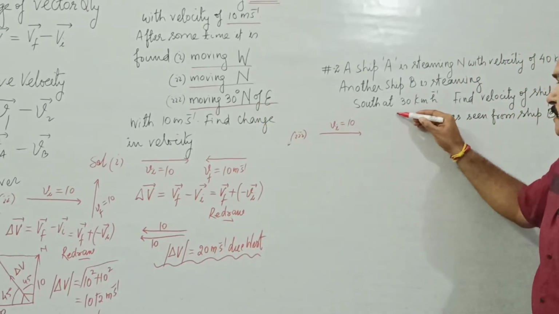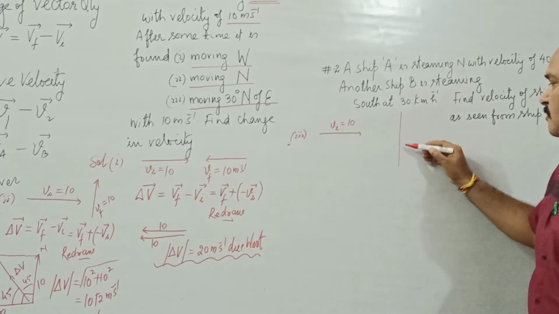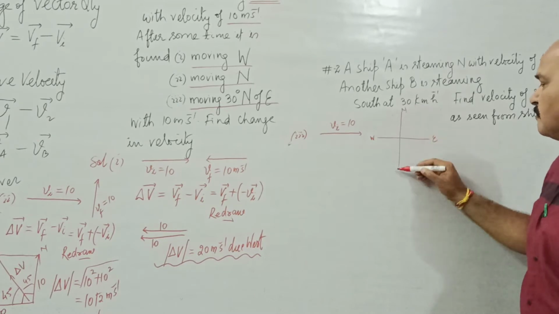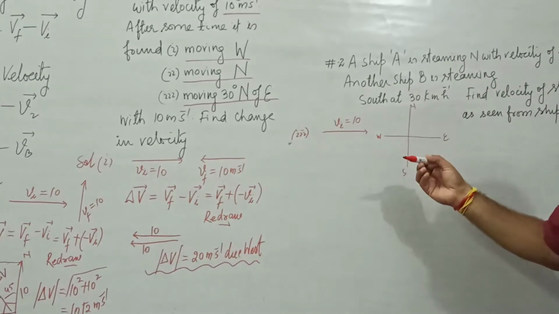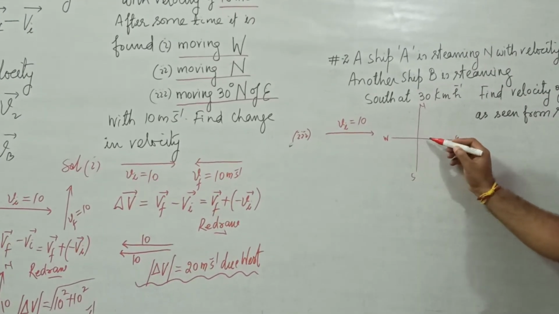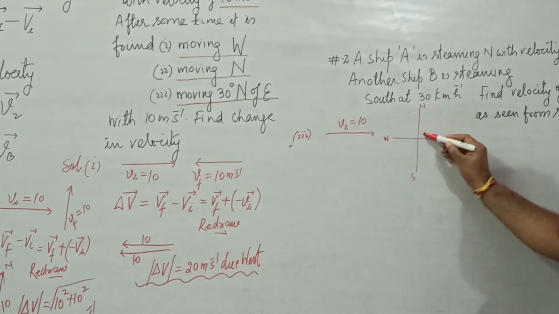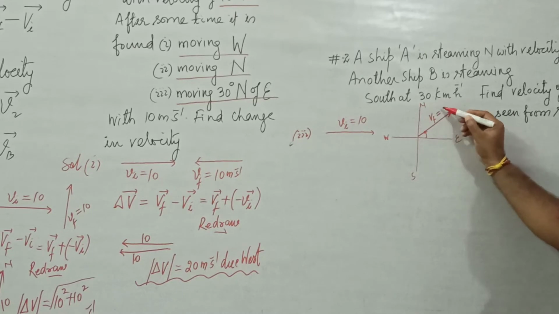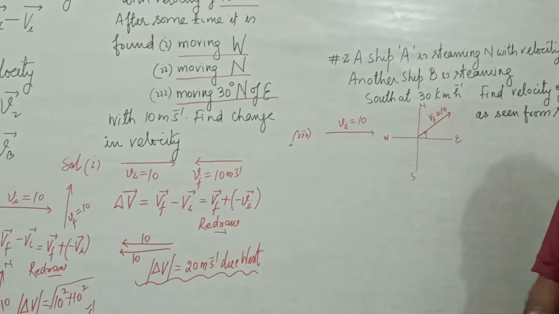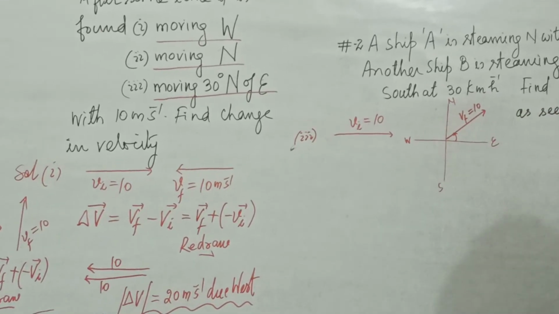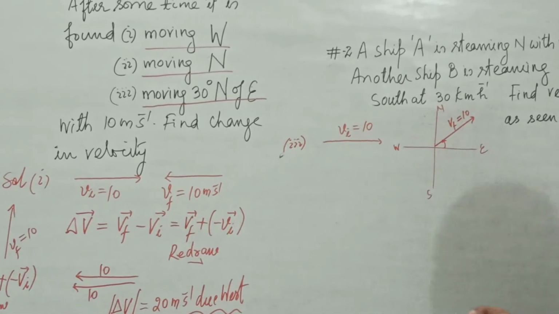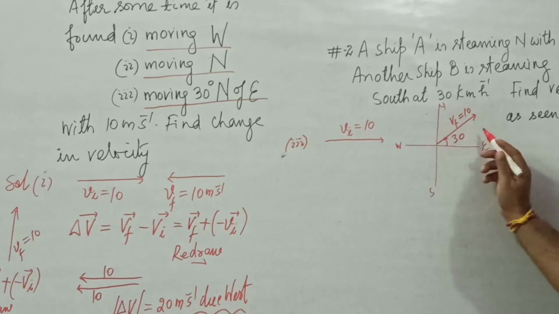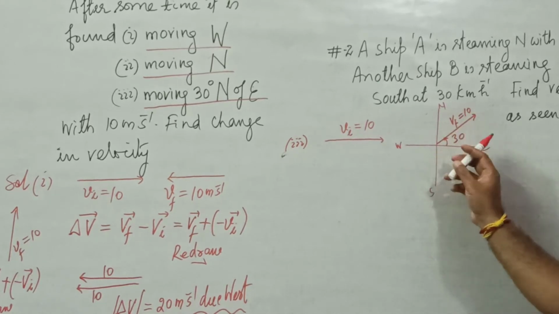So this is your east, west, north, south. Let us draw the vector. This is east, this is west, this is north, this is south, and the final velocity is what? 30 degree north of east. This is your final velocity vector Vf, and the value is 10 meter per second. What are we going to find out? This is the direction of final velocity, 30 degree north of east.